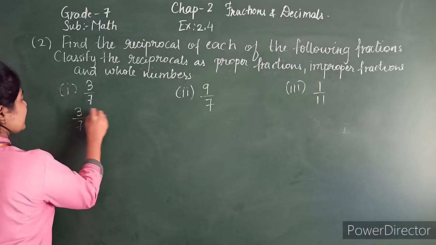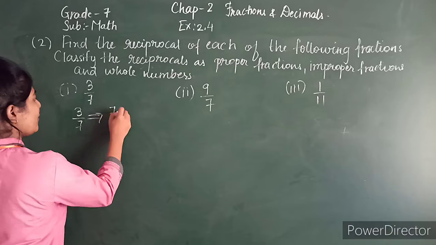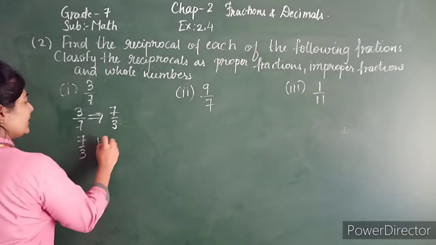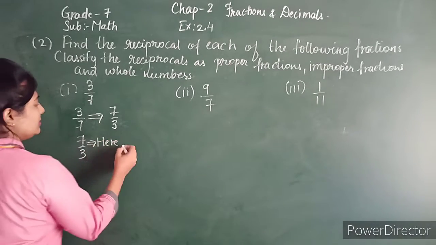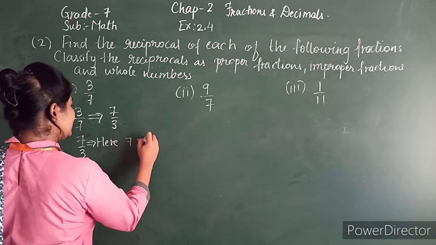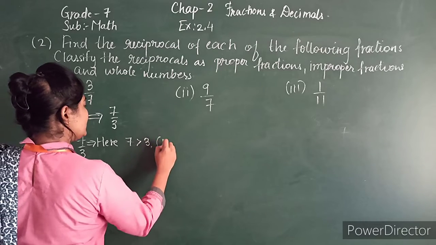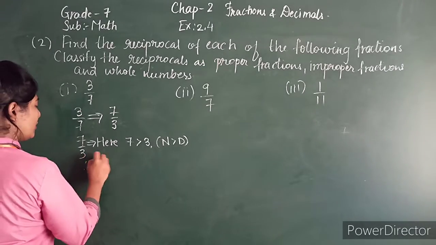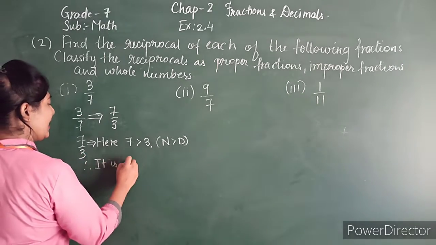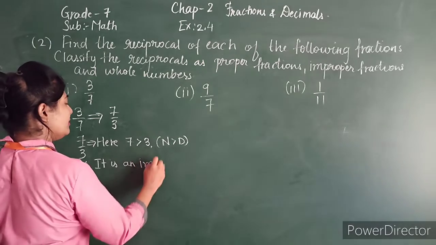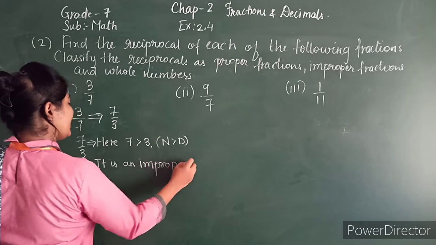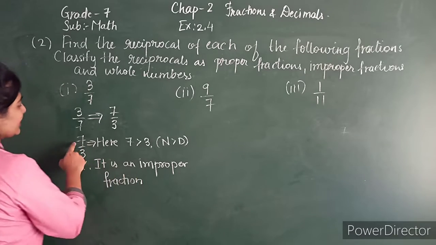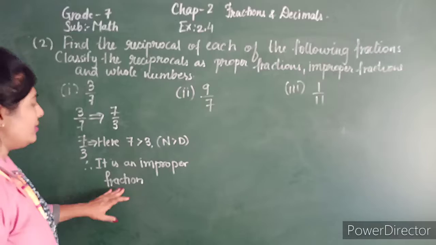So the reciprocal of 3 upon 7 is 7 upon 3. So 7 upon 3, here we have to write like this. Here 7 is greater than 3. That means numerator is greater than denominator. So therefore it is an improper fraction. Here the numerator is greater than denominator, so it is an improper fraction.